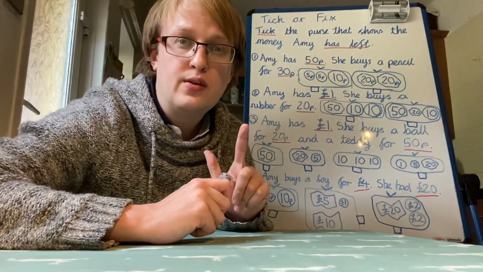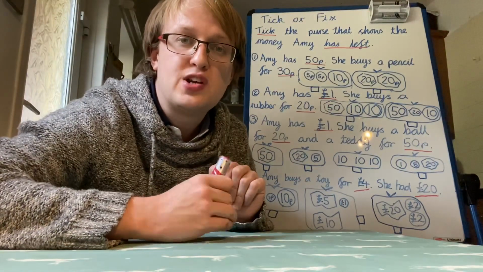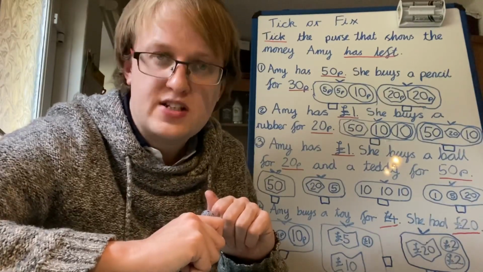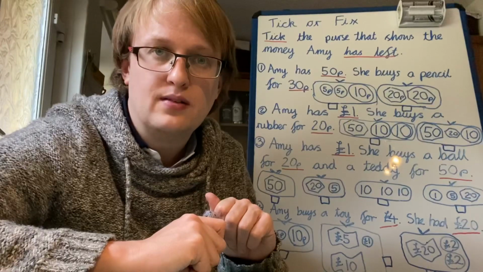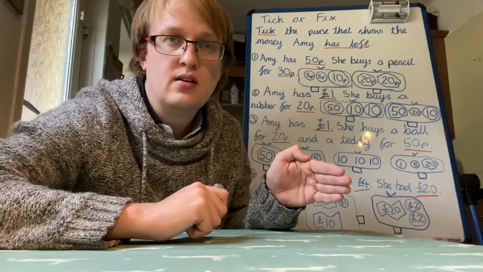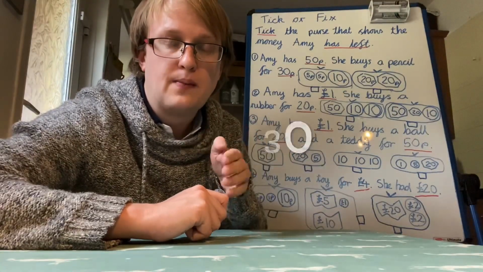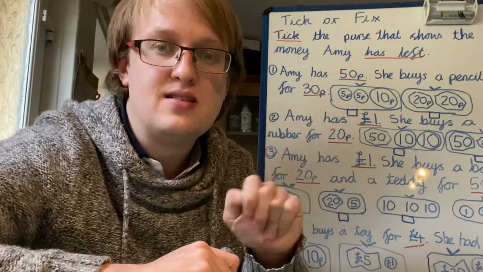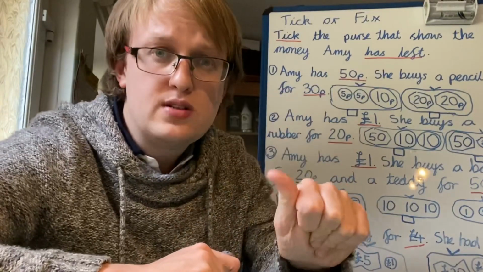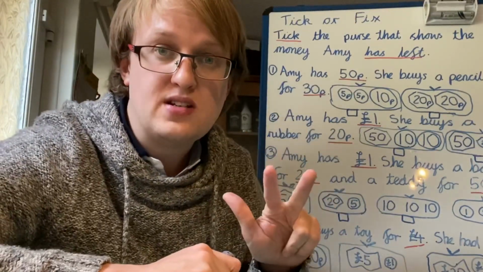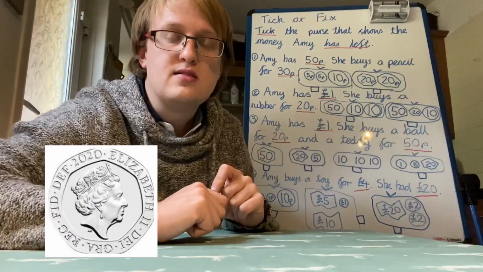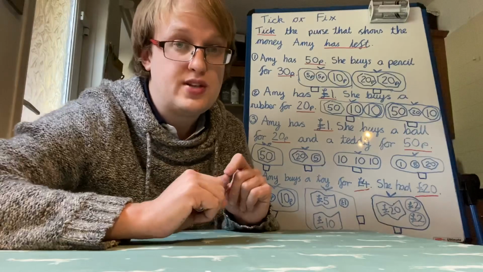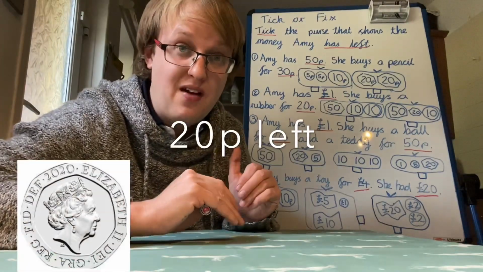So step 2 was to calculate how much change Amy would have. She starts with 50p and she spends 30p on a pencil. So we need to do 50 subtract 30. Put 50 in our head and count backwards 3 tens. So 50, 40, 30, 20. 20p. So if Amy has 50p and she spends 30p on a pencil, she has 20p left.